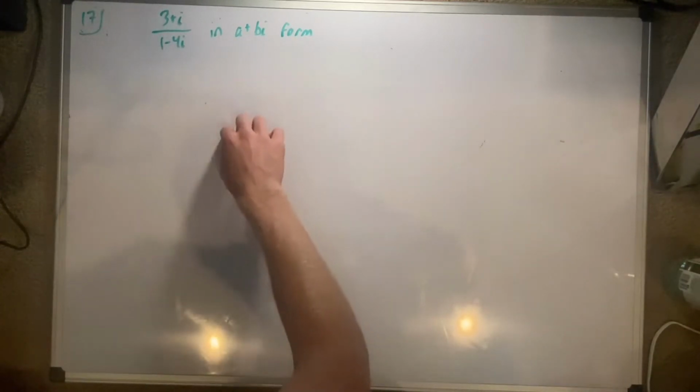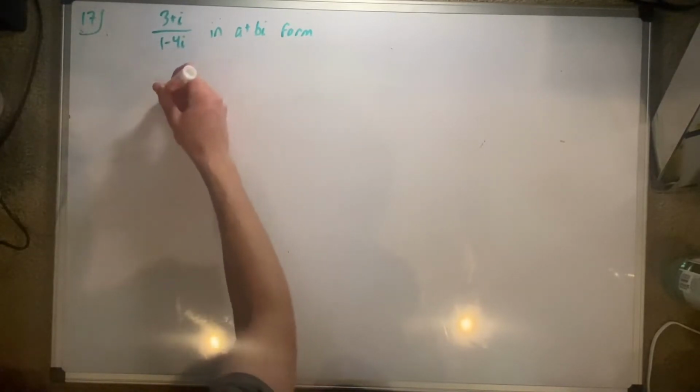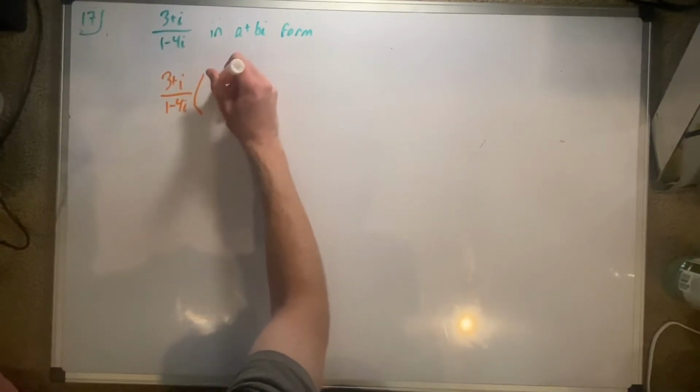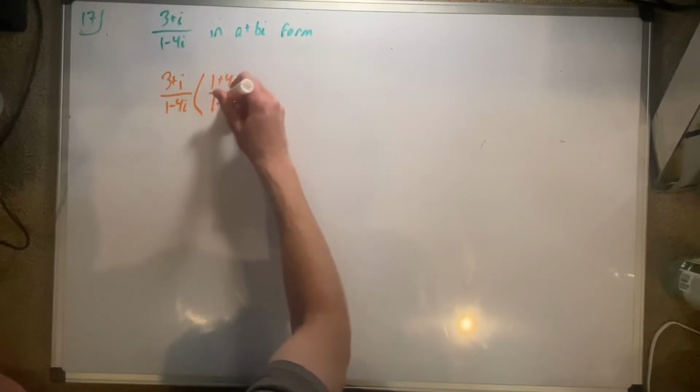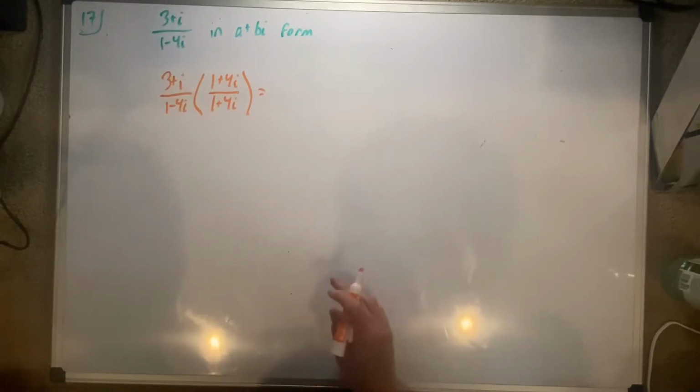So number 17 asks us to write (3 + i) divided by (1 - 4i) in the standard complex number form a + bi. So this one shouldn't be too hard, as long as we remember one rule about how complex numbers work. If we want to get a complex number out of the denominator, we have to multiply by its conjugate. The conjugate of this one would be the flipped sign of the bottom term. So we would multiply (3 + i) over (1 - 4i) by (1 + 4i) over (1 + 4i), and we would just go ahead and simplify this all out.